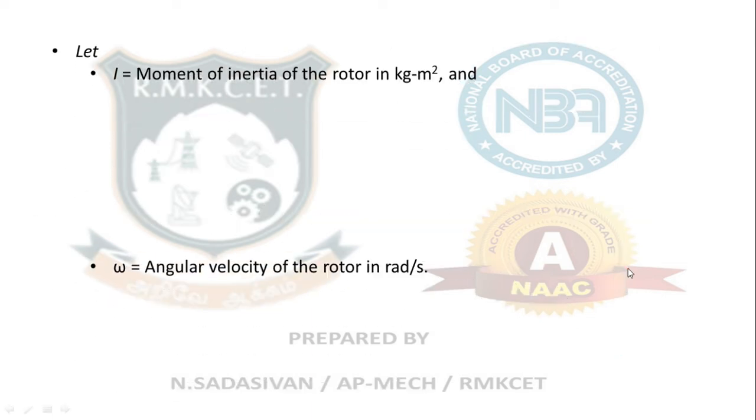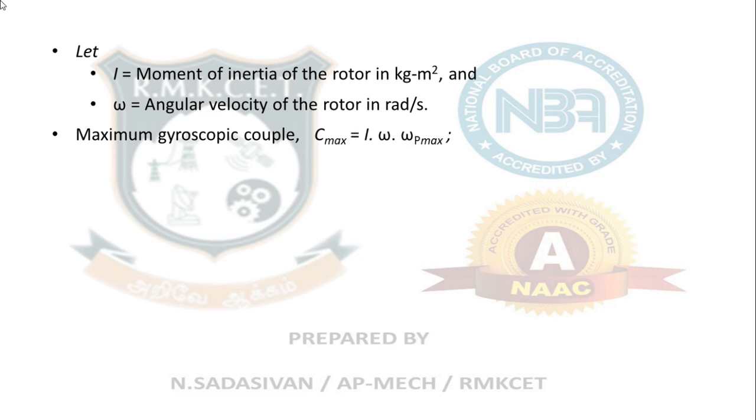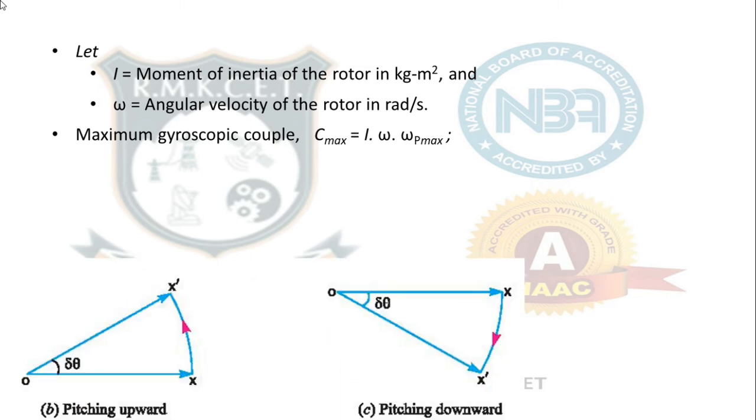Okay. So I omega omega p, same formula, no change in the formula. Maximum active gyroscopic couple is I omega omega p. So same diagram. I don't think you need explanation for this again.